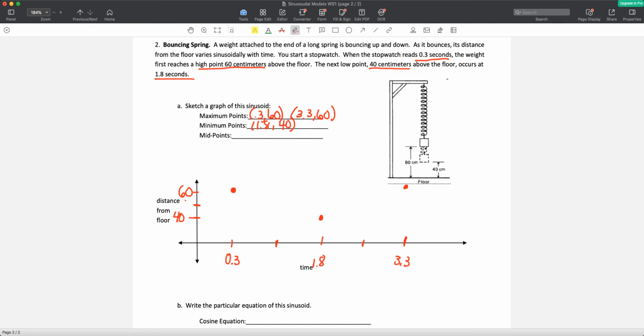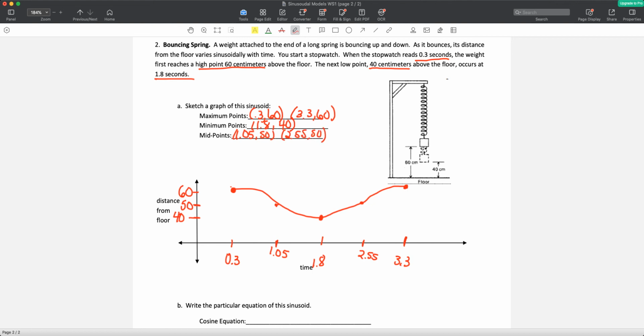All right, so now I need a middle point there, a middle point there. The middle of 40 and 60 would be 50, so I've got that one. To find this middle value, I'm going to add up 0.3 and 1.8, divide by 2, and I get 1.05. When I average 1.8 and 3.3 here, I get 2.55. So those are my middle values, and there's my graph. So this happens at 1.05, 50, and at 2.55, 50.